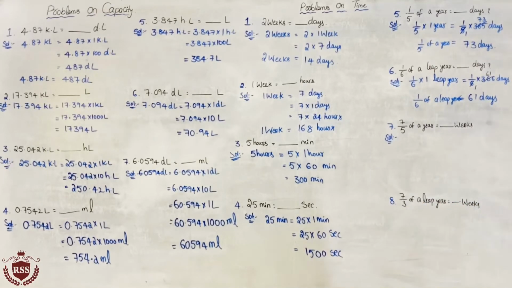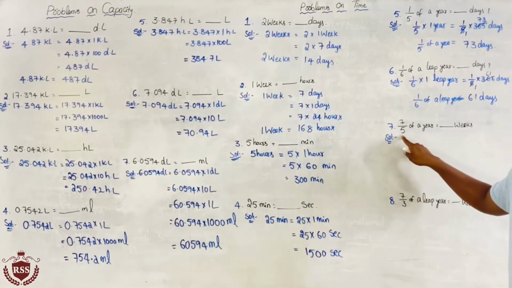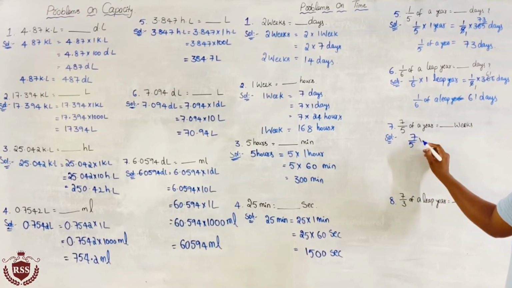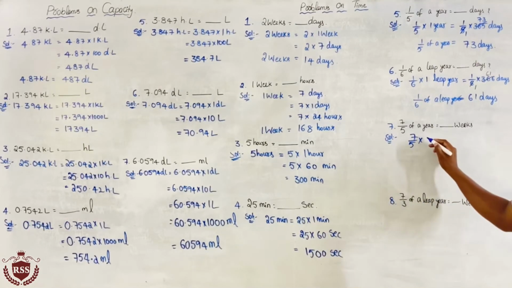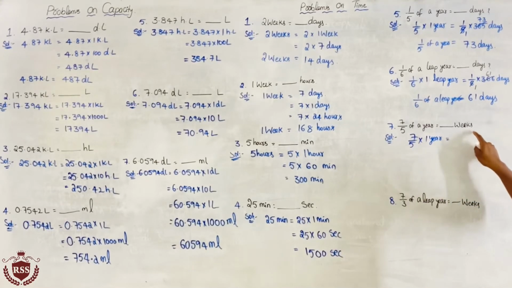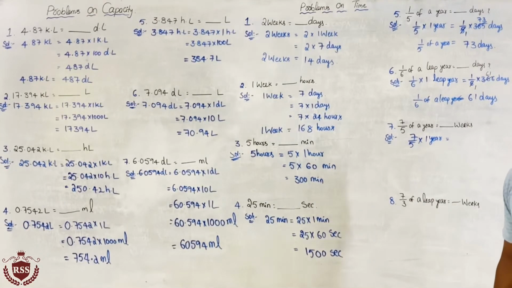Next one. 7 by 5 of a year equals dash weeks. They are asking for years in terms of weeks. So 7 by 5 of a year means 1 year. Here 1 year has to be written in terms of weeks. How are days converted to weeks? The total days in a year are 365. In a week there are 7 days. So if we divide those 365 days by 7, they will be converted into a number of weeks.